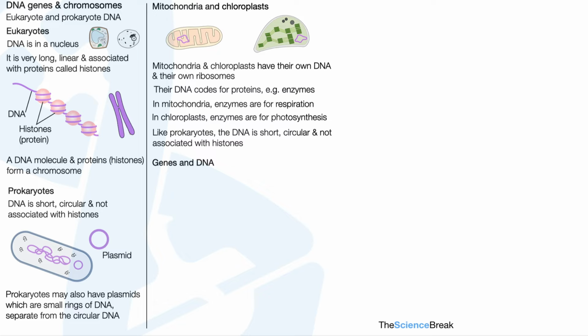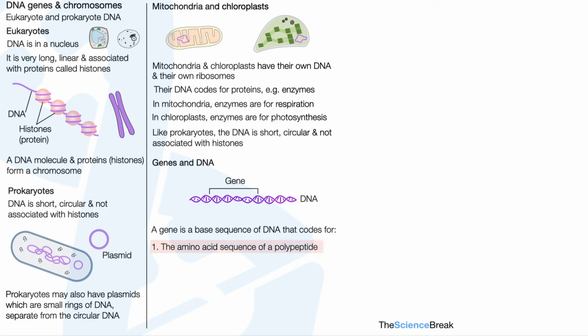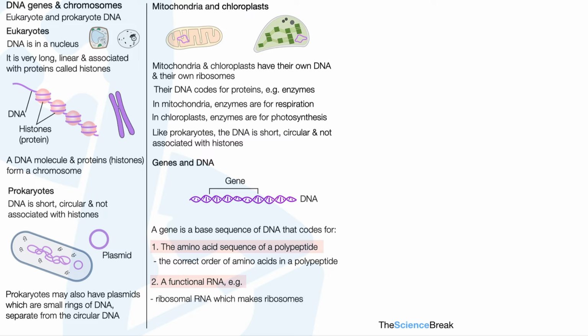Genes and DNA. Here is a molecule of DNA again. We can magnify a region of it and you can see it's in its double helix structure. And you can imagine that along that DNA we have a gene. A gene is a base sequence of DNA that codes for the amino acid sequence of a polypeptide. In other words, the correct order of amino acids in a polypeptide, the primary structure, or a functional RNA. For example, ribosomal RNA, which makes ribosomes, and tRNA, which helps with protein synthesis.